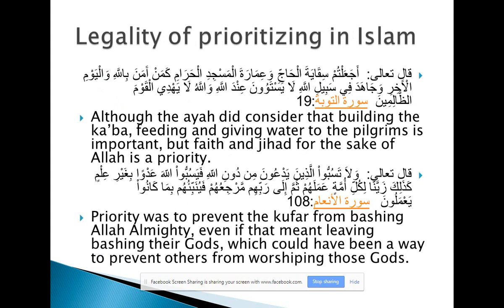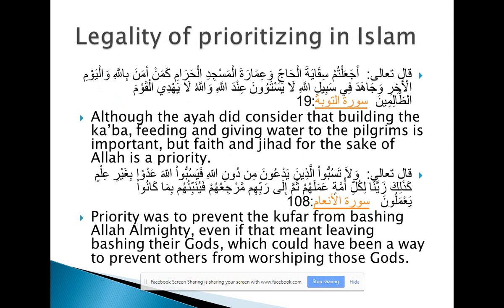What does that mean? Allah subhanahu wa ta'ala, أَجَعَلْتُمْ سِقَايَةَ الْحَاجِّ, is questioning the pagan Arabs, because they used to brag and say that they're giving food, they're giving water, they're giving the pilgrims all these different things, in other words, community service. They're doing the community service. All right? And in other words, they're good. They're helping the poor, they're helping all the people, etc.